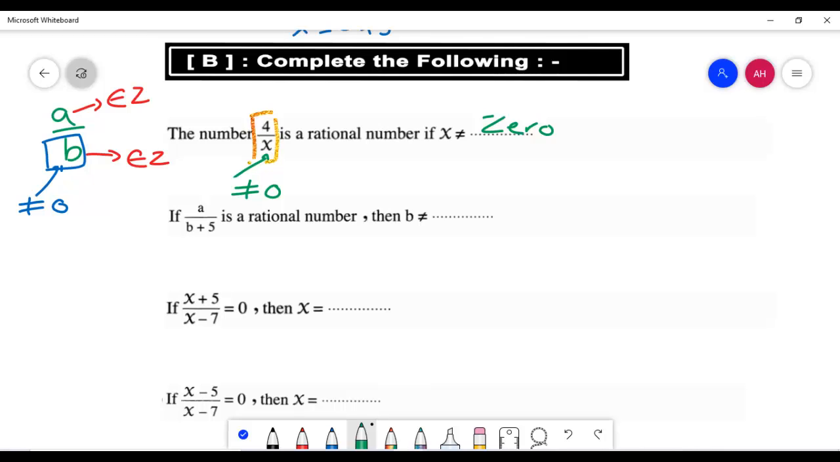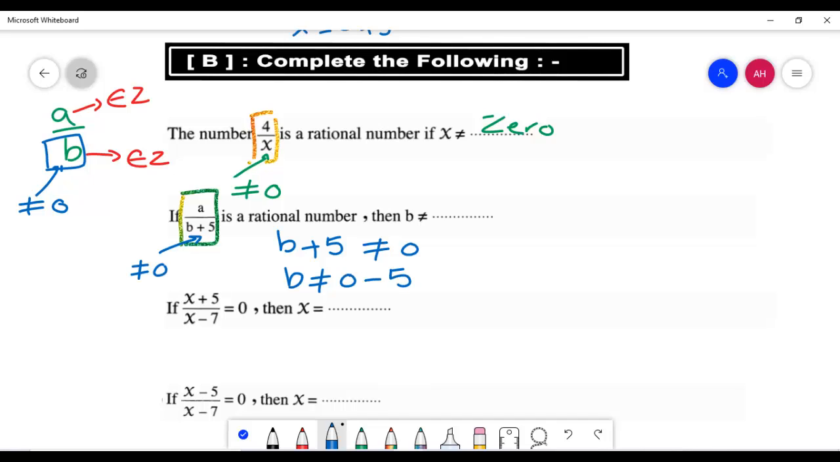Let's go now with the second one. If a/(b + 5) is a rational number, then b is not equal to... I already know that this number is a rational number. For a fraction to be a rational number, what is the most important condition? Exactly. The most important condition is that my denominator is not equal to 0. So I am saying that b + 5 should not be equal to 0. So b is not equal to 0 − 5. b is not equal to −5.